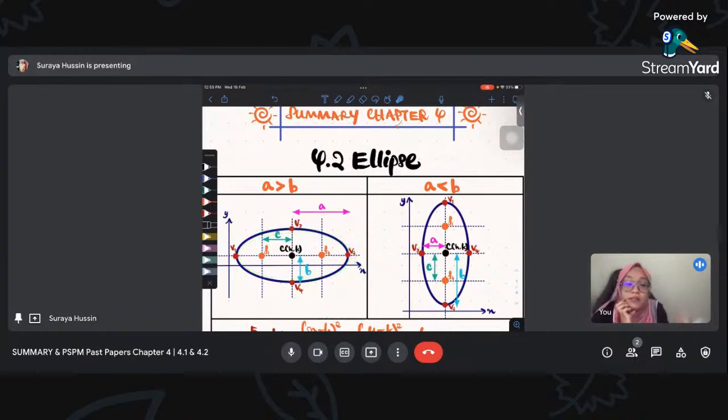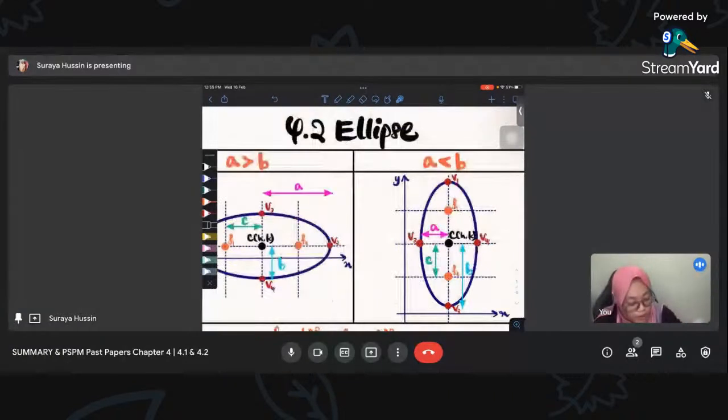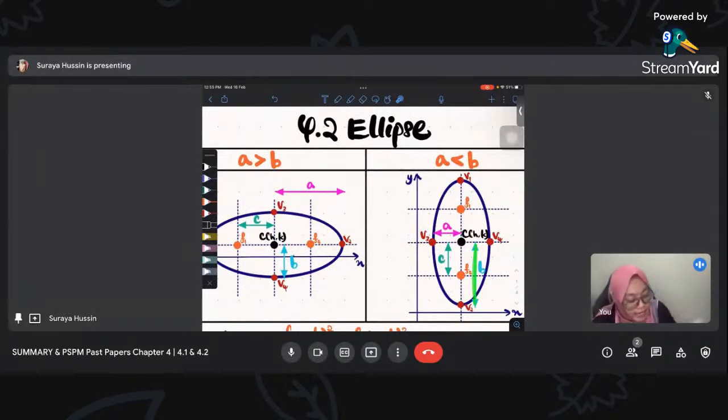Kenapa dia horizontal? Sebab dia mendatar kan. So horizontal ellipse. Okay, so horizontal ellipse, dia punya A besar lagi daripada B. Tapi kalau vertical punya ellipse, dia punya B lagi besar daripada A. You faham benda tu dah kan? You all patutnya dah faham sebab dah tengok video dah sebelum ni. Okay, your B is greater than A, maksudnya you tahu shape tu dah macam mana tau.